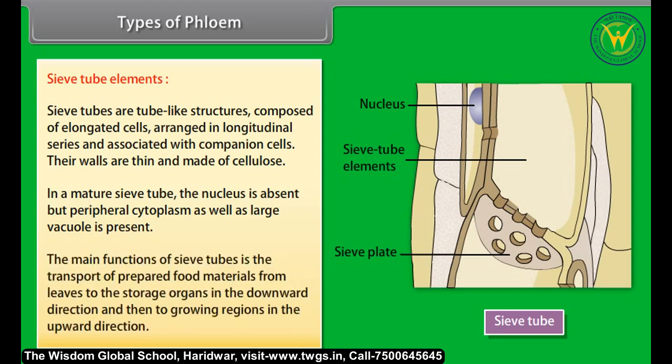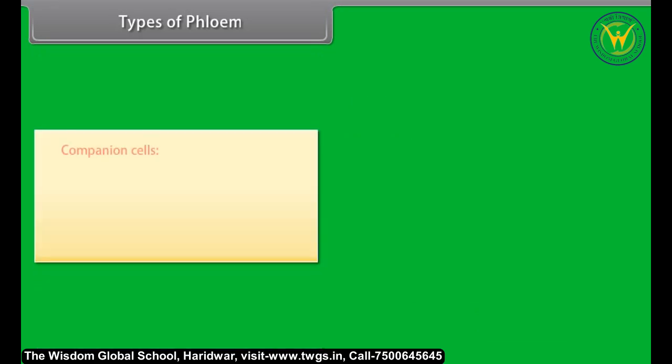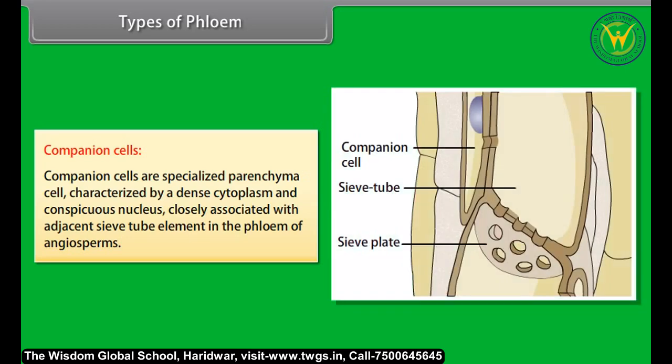The main function of sieve tubes is the transport of prepared food materials from leaves to the storage organs in the downward direction and then to growing regions in the upward direction. Companion cells. Companion cells are specialized parenchyma cells characterized by dense cytoplasm and conspicuous nucleus, closely associated with adjacent sieve tube element in the phloem of angiosperms.